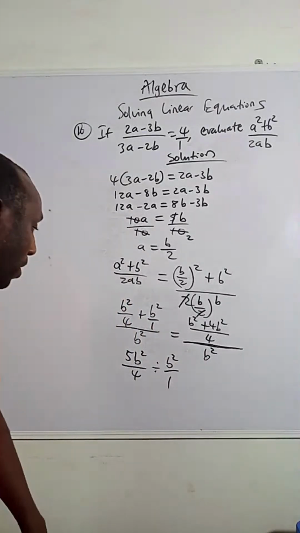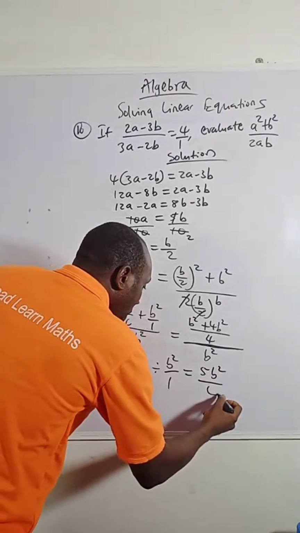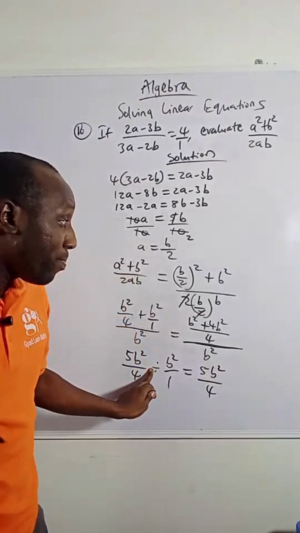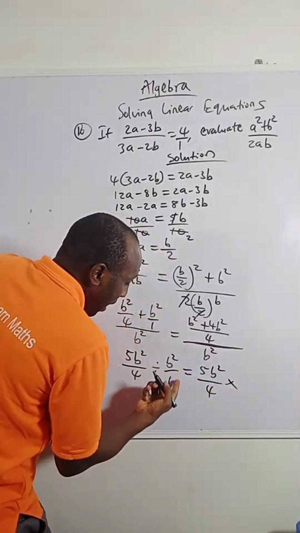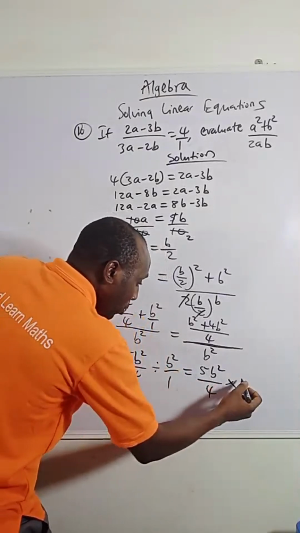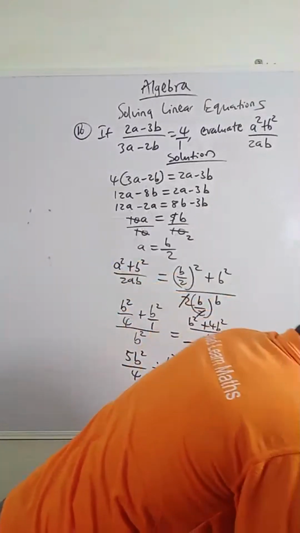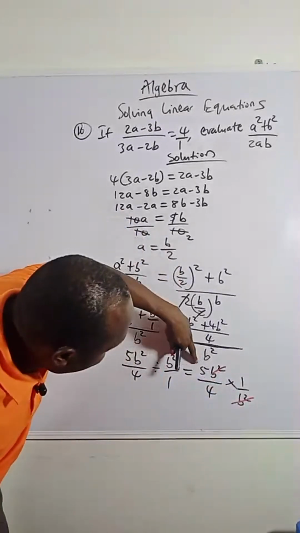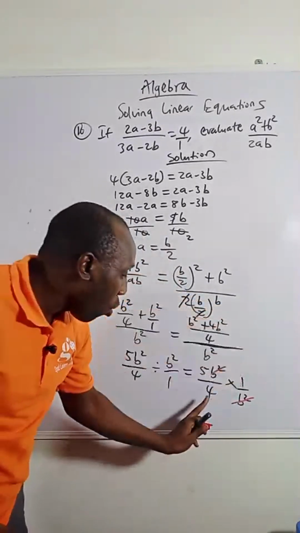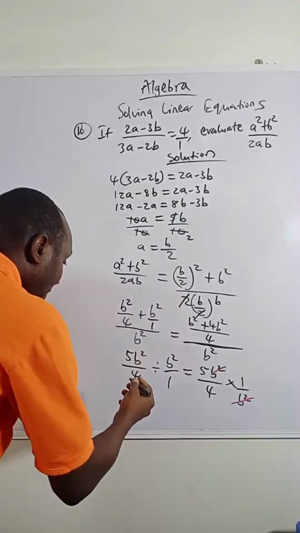We are almost done. Good news. So this is equal to what? 5b squared over 4. Let's change this division to multiplication. So that will be times, but you have to inverse this fraction, it will become 1 over what? b squared. People notice this cool thing. b squared cancels b squared. And I just have 5 times 1, which is 5 over 4. You see that? And that's the final answer, people.